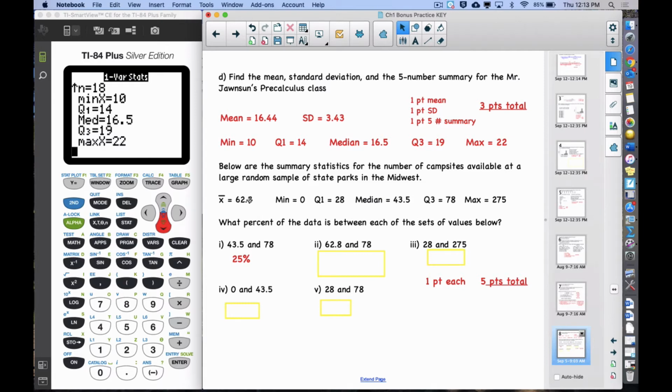Number 2 wants to know about between 62.8, which is the mean, and 78. We don't have enough information to know what percent of the data is between the mean and any of those values. 28 and 275 is Q1 to the max, which is the 25th percentile to the 100th percentile, so that'd be 75%. 0 is the 0th percentile, the minimum, and 43.5 is the median, so that would be half of our data. And then 28 to 78 is really the 25th percentile to the 75th percentile, so that would be 50% of our data between those two values.